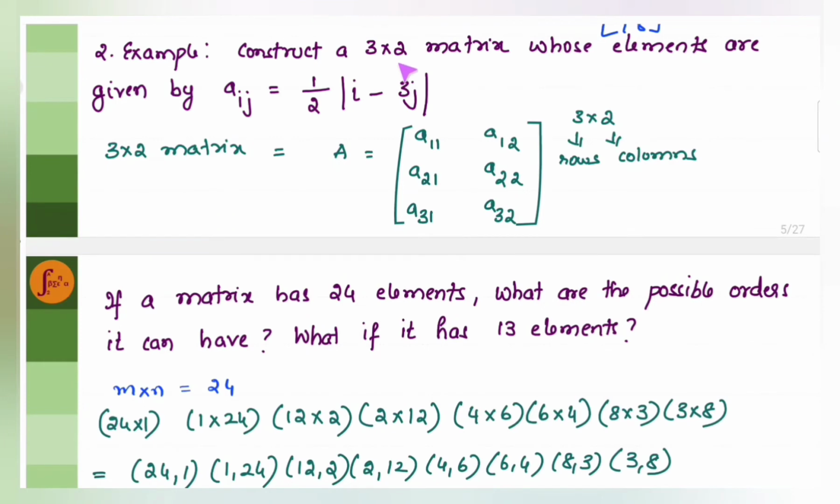We have to construct a 3 by 2 matrix whose elements are given by this particular expression. Using this expression, we have to construct a 3 by 2 matrix. When I say 3 by 2 matrix, it will have 3 rows and 2 columns, like this. Using this expression, we have to arrive at the elements. 3 by 2 matrix means there will be 6 elements, 3 into 2, so we have to get 6 elements.